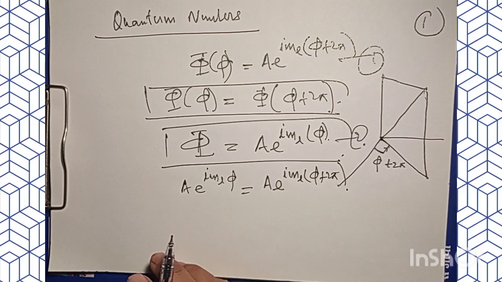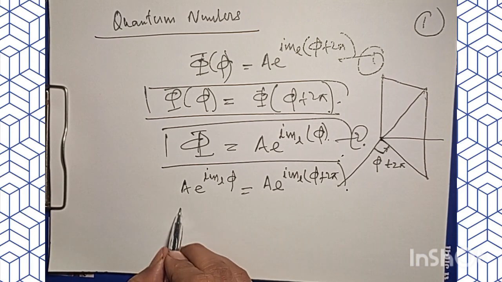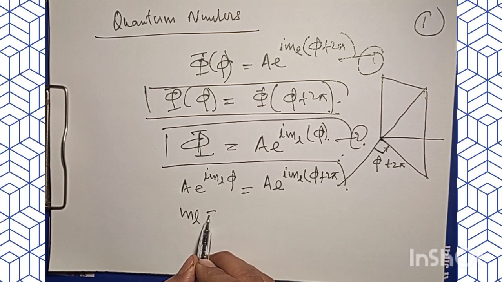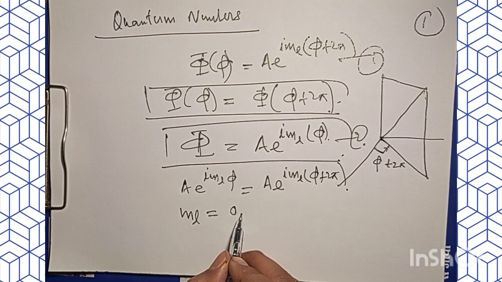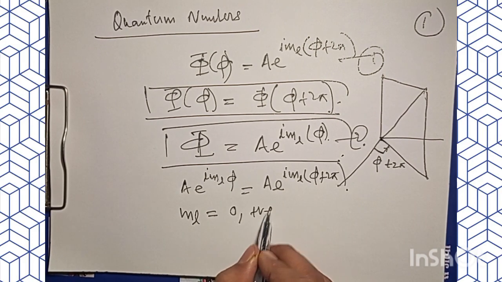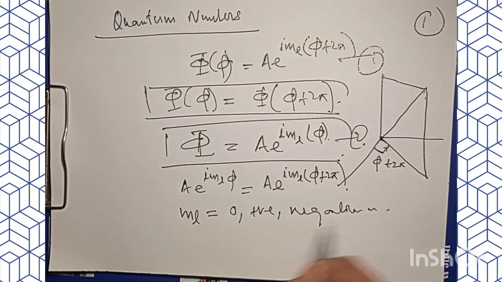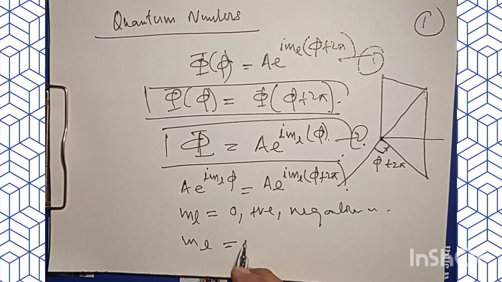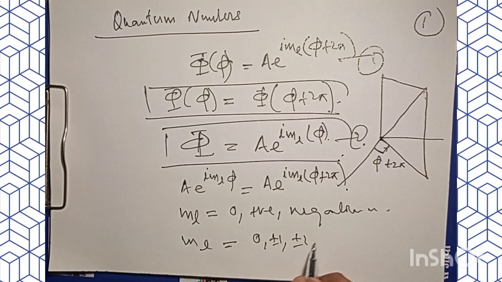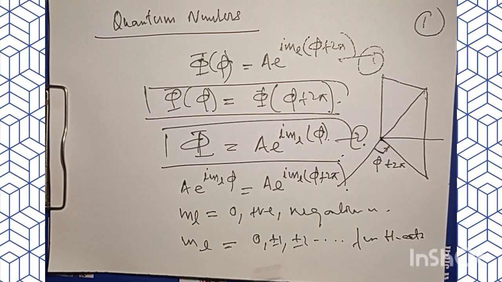So this can happen only when this ml that we have defined is either 0, a positive number or a negative number. So this ml is 0, including plus minus 1, plus minus 2, and so on and so forth, for the hydrogen atom. We are talking about the hydrogen atom.